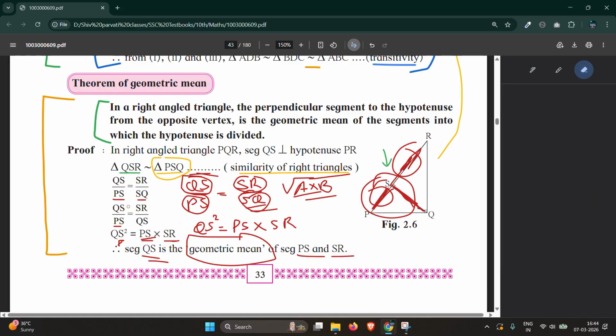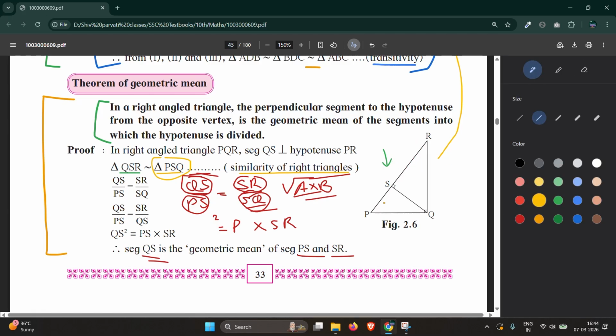Again, just a little bit of correction. The geometric mean is the whole segment. This whole segment is the geometric mean of these two segments that have been formed because of this division, and not the single point S. So that's a bit of a correction over here. But apart from that, this is also very easy to remember. This proof is also not very difficult. Let's move ahead.